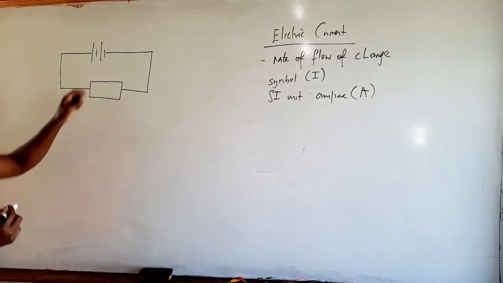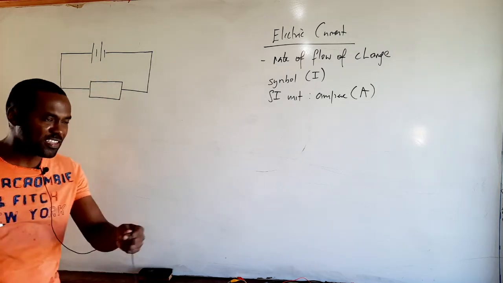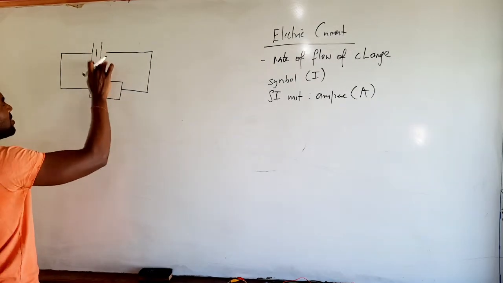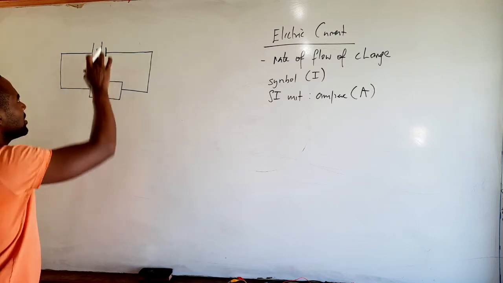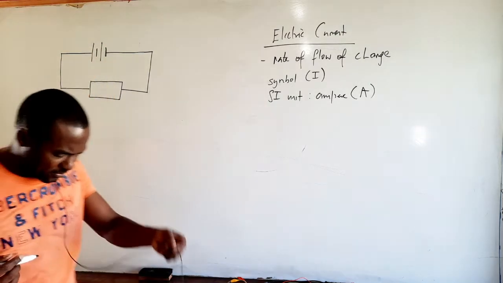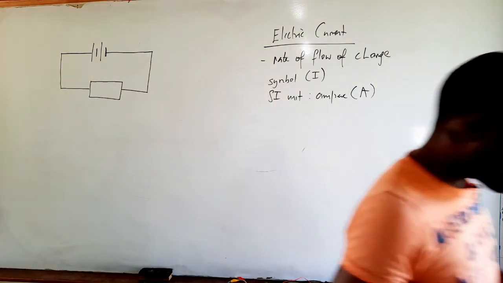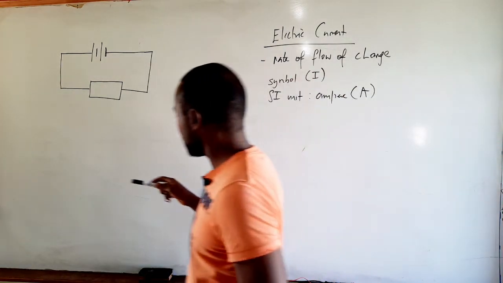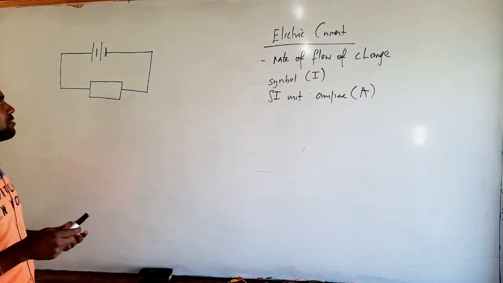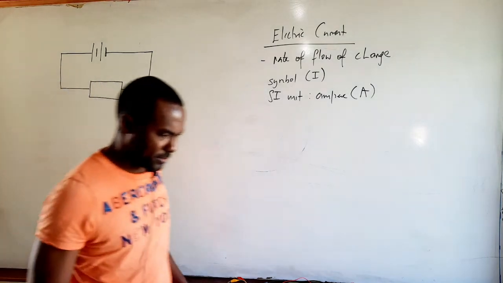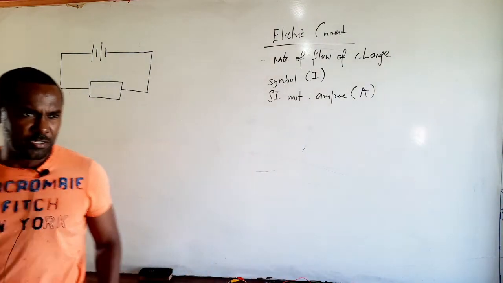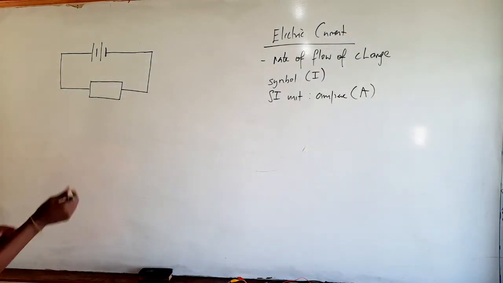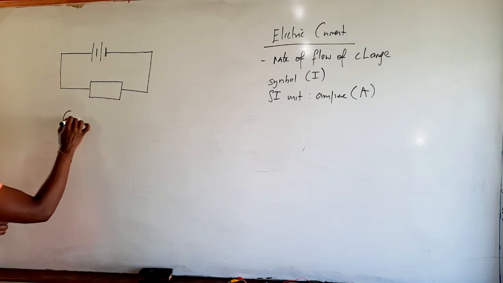So this is a symbol for a battery. Now, a battery is a group of cells. So a cell is simply a single long stroke and a short stroke, and a group of cells is basically a battery. So we have our battery in the circuit here, and we want to look at what is called conventional current, right?